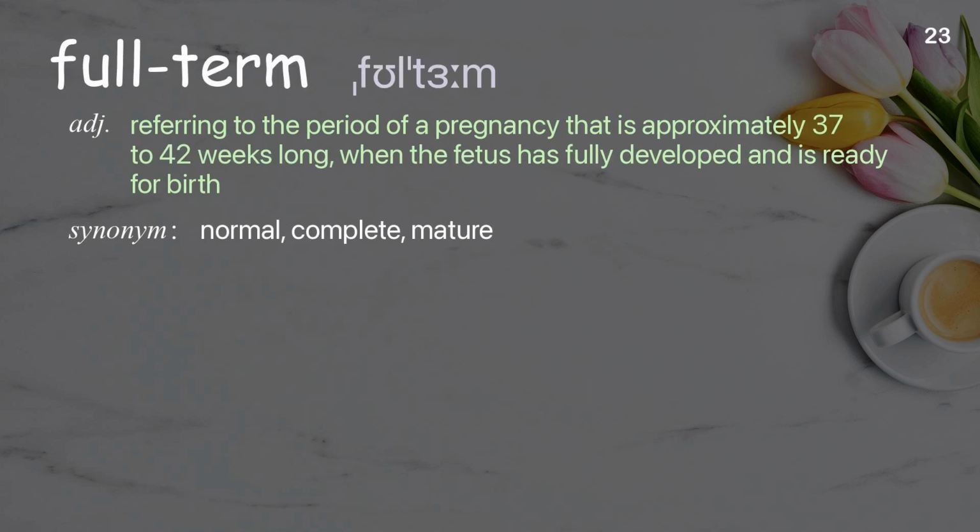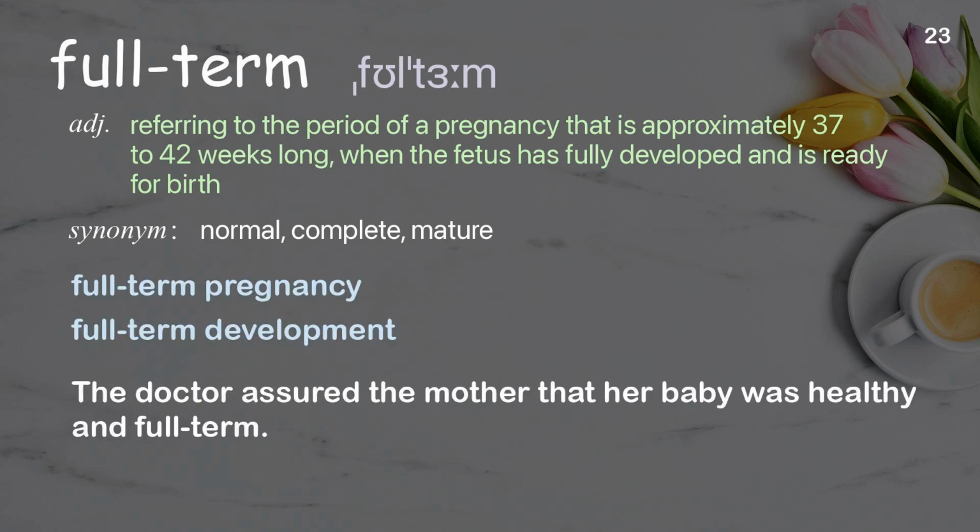Full term. Referring to the period of a pregnancy that is approximately 37 to 42 weeks long, when the fetus has fully developed and is ready for birth. Examples. Full-term pregnancy. Full-term development. The doctor assured the mother that her baby was healthy and full-term.